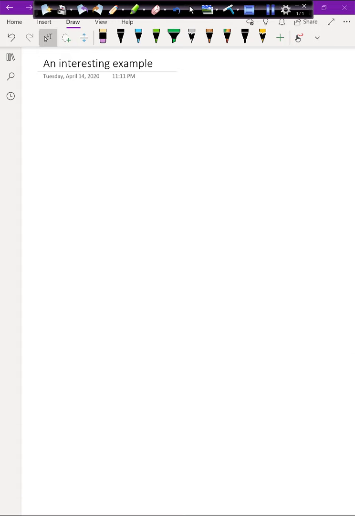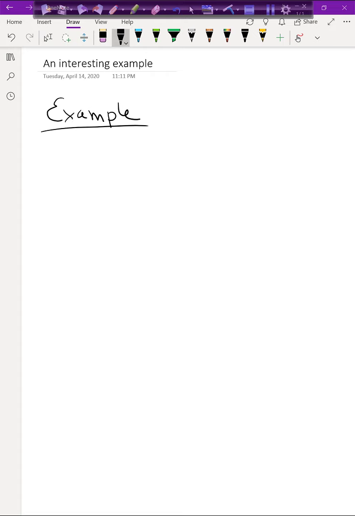Hi everyone. I'm going to continue on with our discussion of Galois extensions and the main theorem of Galois theory. I just really want to work through one other kind of interesting example. Okay, so here's the example.